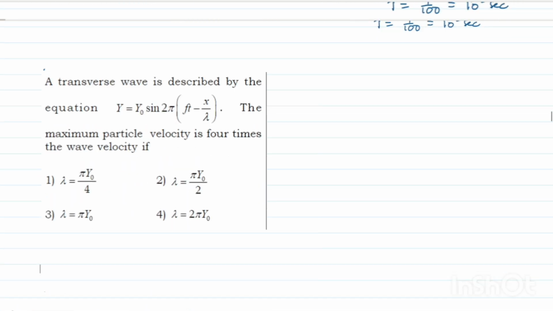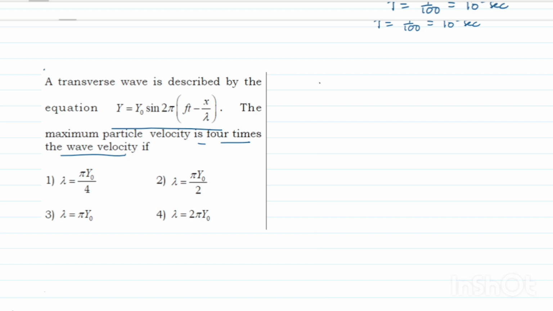Let us see the next question. The next question says, a transverse wave is described by the equation y equals y naught into sine 2 pi into ft minus x by lambda. The maximum particle velocity is 4 times the wave velocity. At which wavelength is this, they are asking? The wavelength is being asked for the given condition.